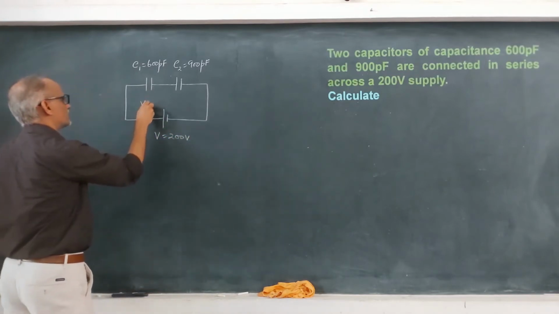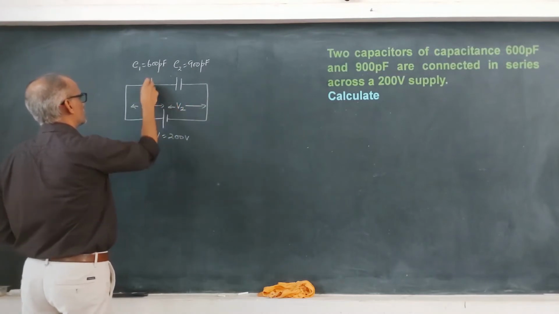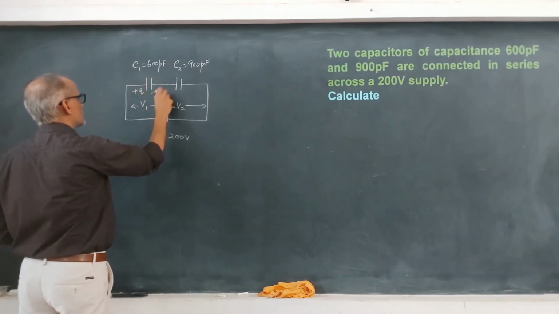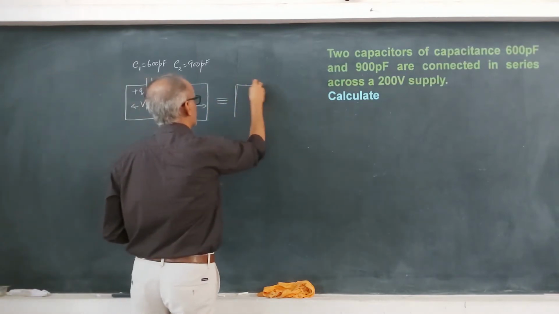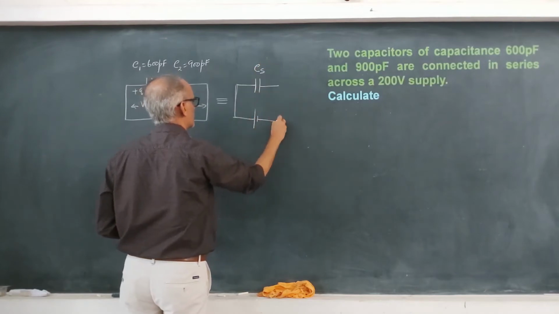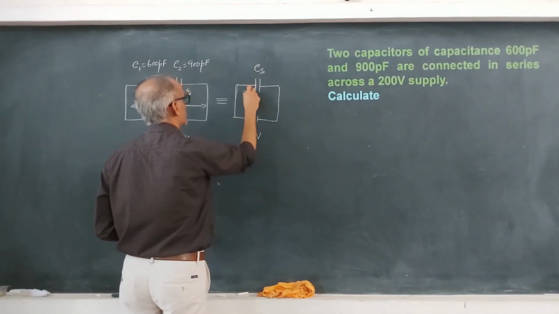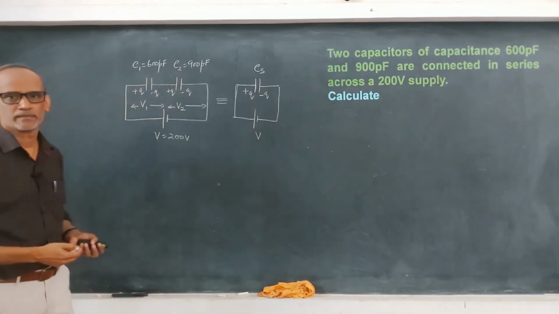Here the potential difference is V1 across the first and V2 across the second. The charge is the same: plus Q, minus Q, plus Q, minus Q. Then we have the equivalent capacitance, which we call CS. When connected to the same battery, the charge remains the same, plus Q, minus Q. Okay, so let's see what the various options are.